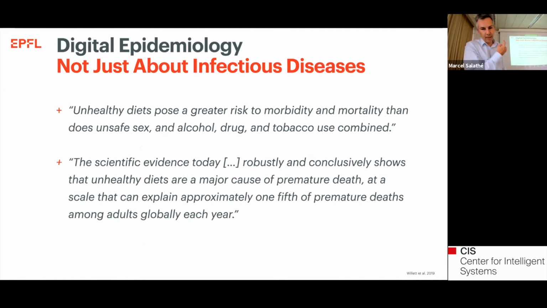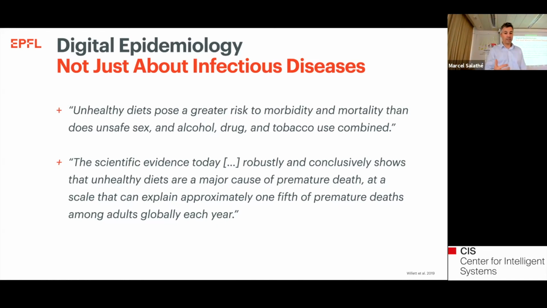There's a great Lancet paper on nutrition, the EAT study, it's called, and it has this striking sentence there, which I think is in the abstract, which is unhealthy diets pose a greater risk to morbidity and mortality, again, that's disease and death, than does unsafe sex, alcohol, drug, and tobacco use combined. And I recently showed this to another non-scientific audience. They all burst out in laughter because I had to clarify, right? It's not meant at the same time. It's in general, when you add, right, unsafe sex, the burden of alcohol, the burden of drugs, and the burden of smoking, right?